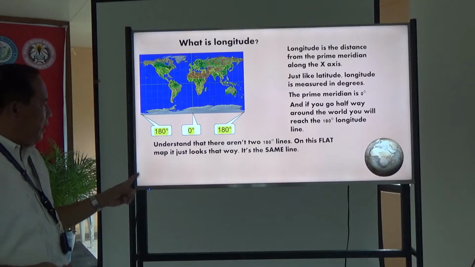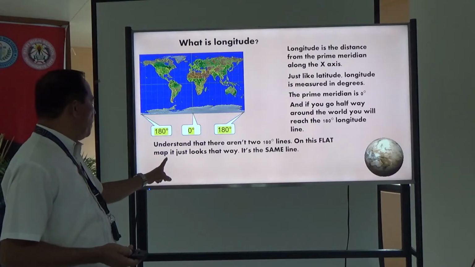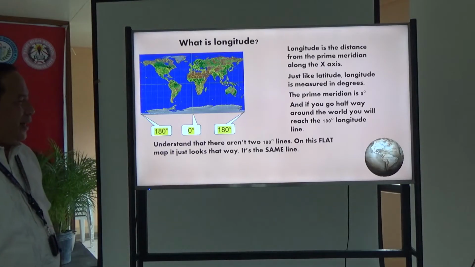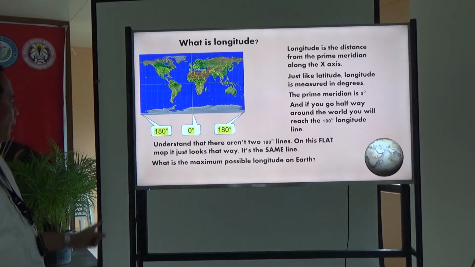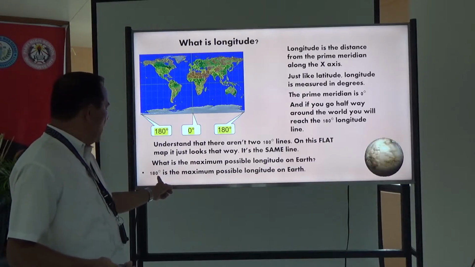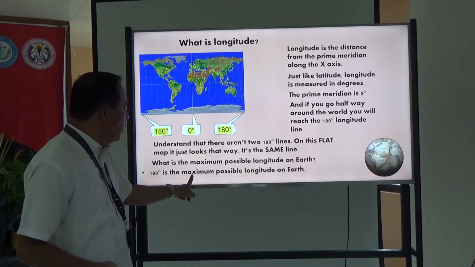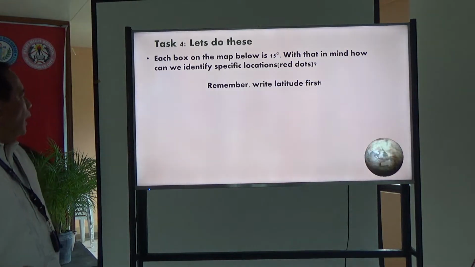Understand that there are not 280 lines on this flat map. It just looks that way. It's the same line. Okay? I hope that is understood. And what is the maximum possible longitude on Earth? 180 degrees is the maximum possible longitude on Earth. Okay. Let's do this.